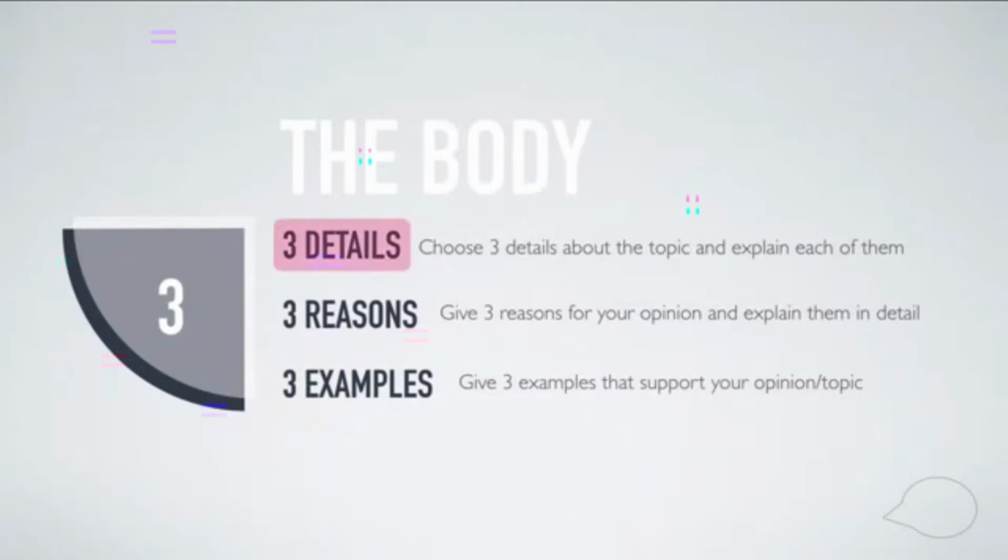So we're going to start with three details, typically three, but you can do more. Two is all right, I guess, but the more the better. I would shoot for three. But yeah, this just explains small details about your main facts that you're going to be talking about. You can also give reasons, right? So these are why you believe what you believe. This is kind of matching up with your opinions. And then three examples are just examples of support for your opinion. Okay, so these are three different ways that we can conduct the body of our presentation.